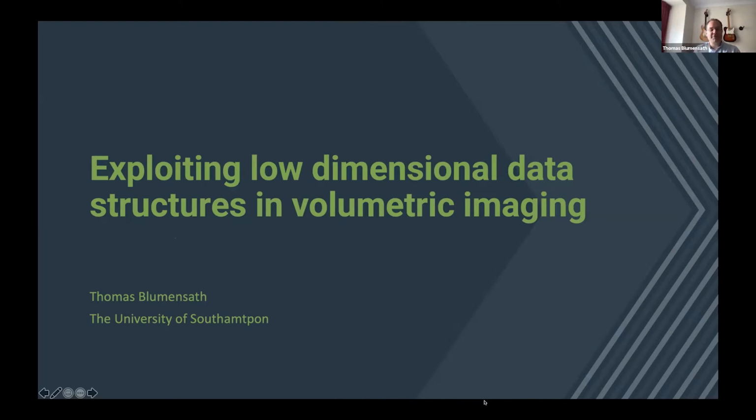And one of the reasons I titled my talk is looking at low-dimensional structure in volumetric imaging. So volumetric imaging, whether it's 3D or 4D images, they're massive. We're talking billions of pixels or voxels, billions of numbers we have to store.